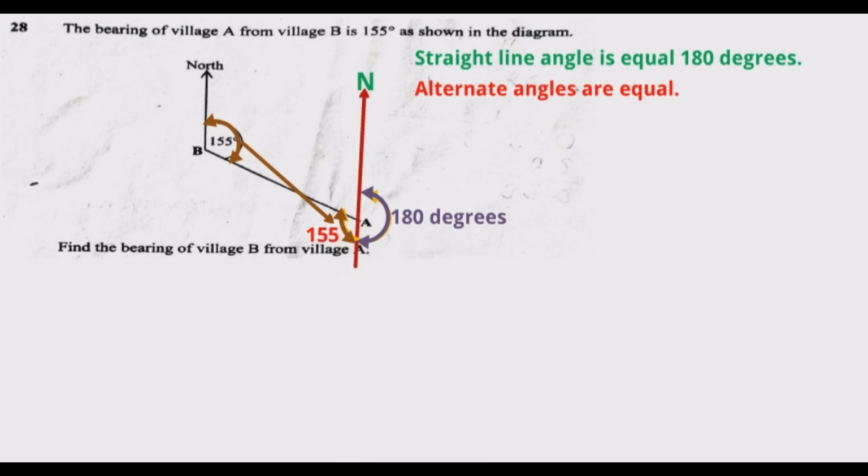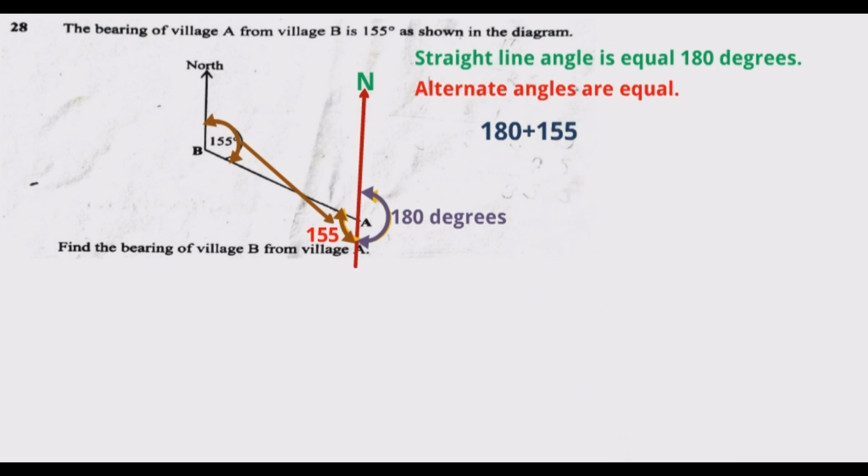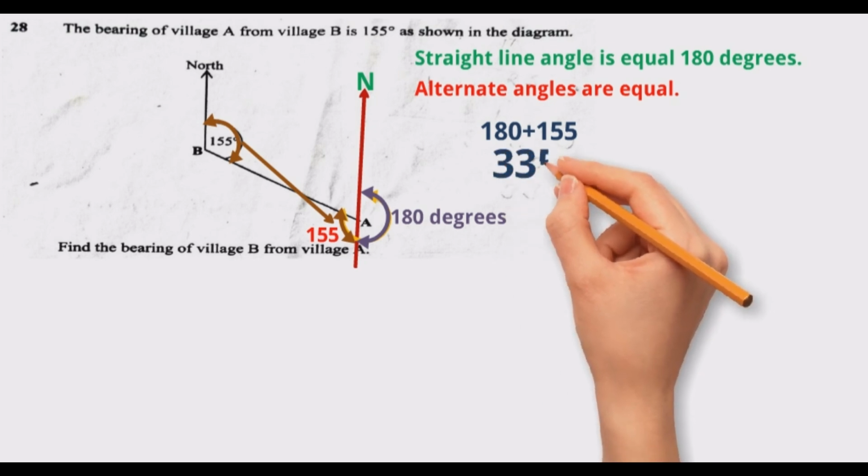As you can see, the entire bearing was divided into two parts: the angle on a straight line and this alternate angle. When you add these two angles, they make the full bearing of village B from village A. So we just add them: 180 degrees plus 155 degrees, which gives us 335 degrees.